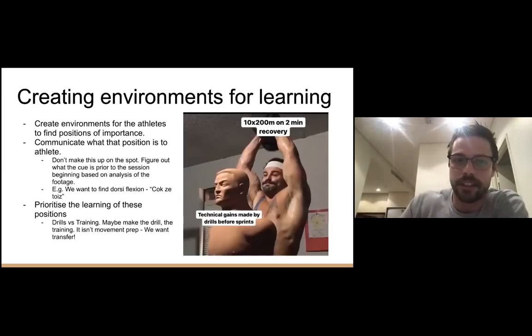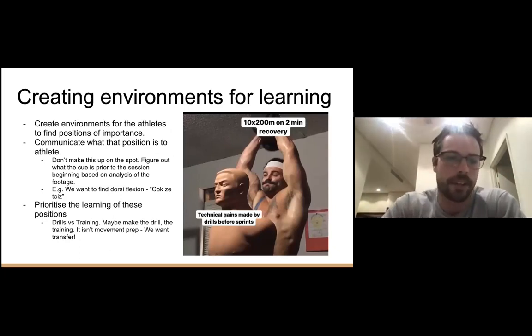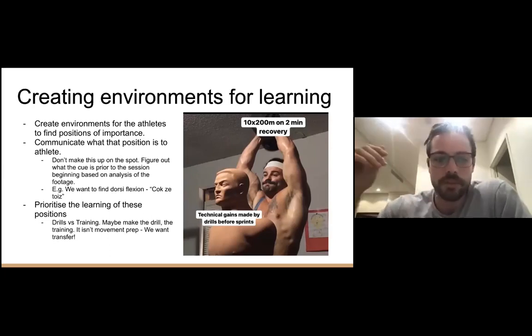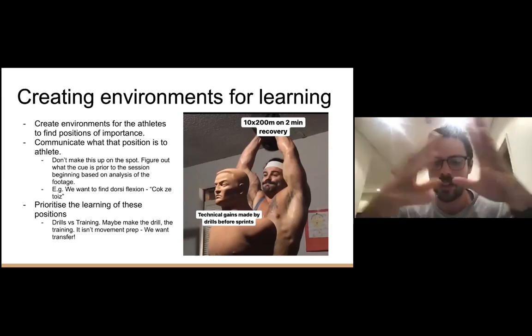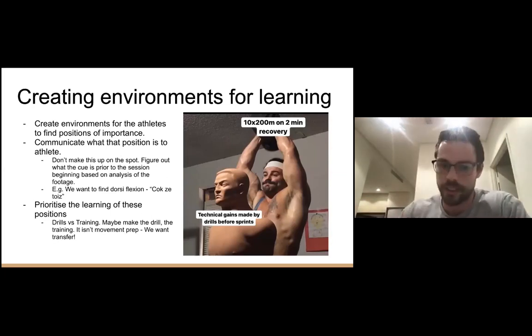So what you need to try and do is create an environment for the athlete to find the positions of importance. And maybe there's some of those positions which I talked about earlier. You need to let them know what it is, and don't make it up on the spot. Don't watch them do a single run and then try to figure out what the cue is on the spot. Watch footage and try and figure out what you're trying to accomplish before the session happens, based on the analysis of the footage or maybe some data.